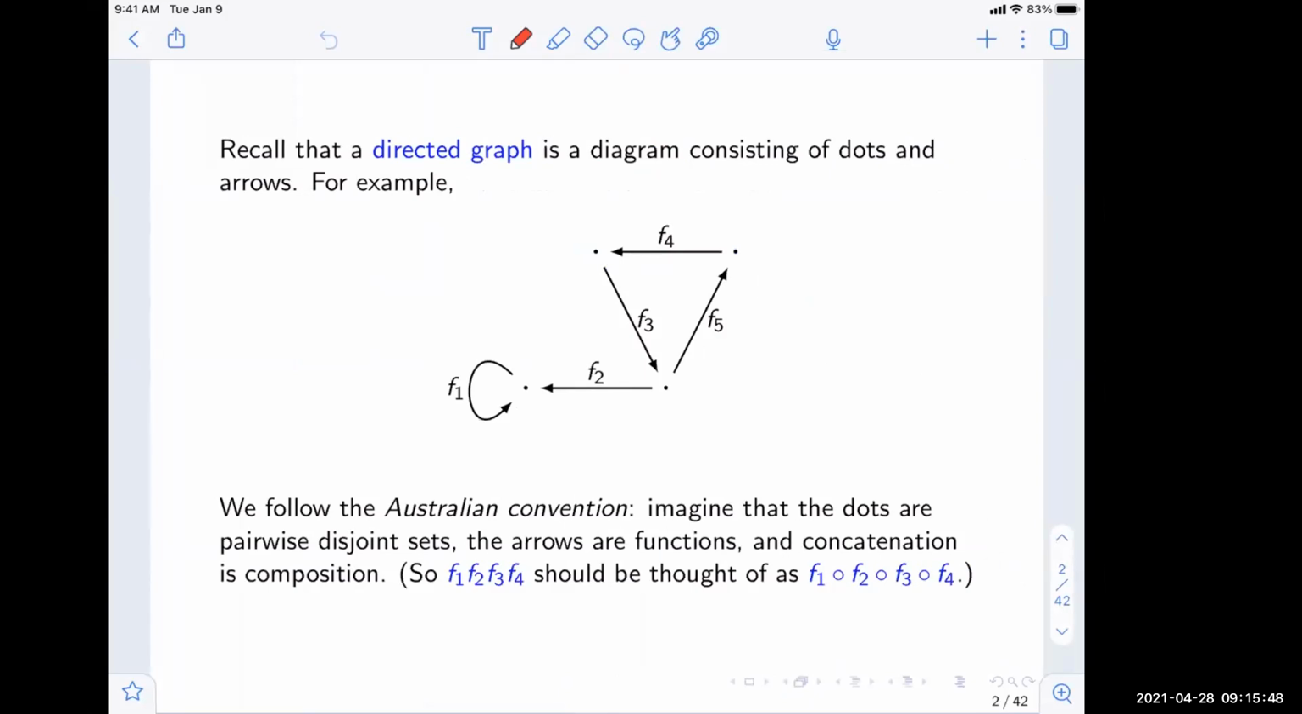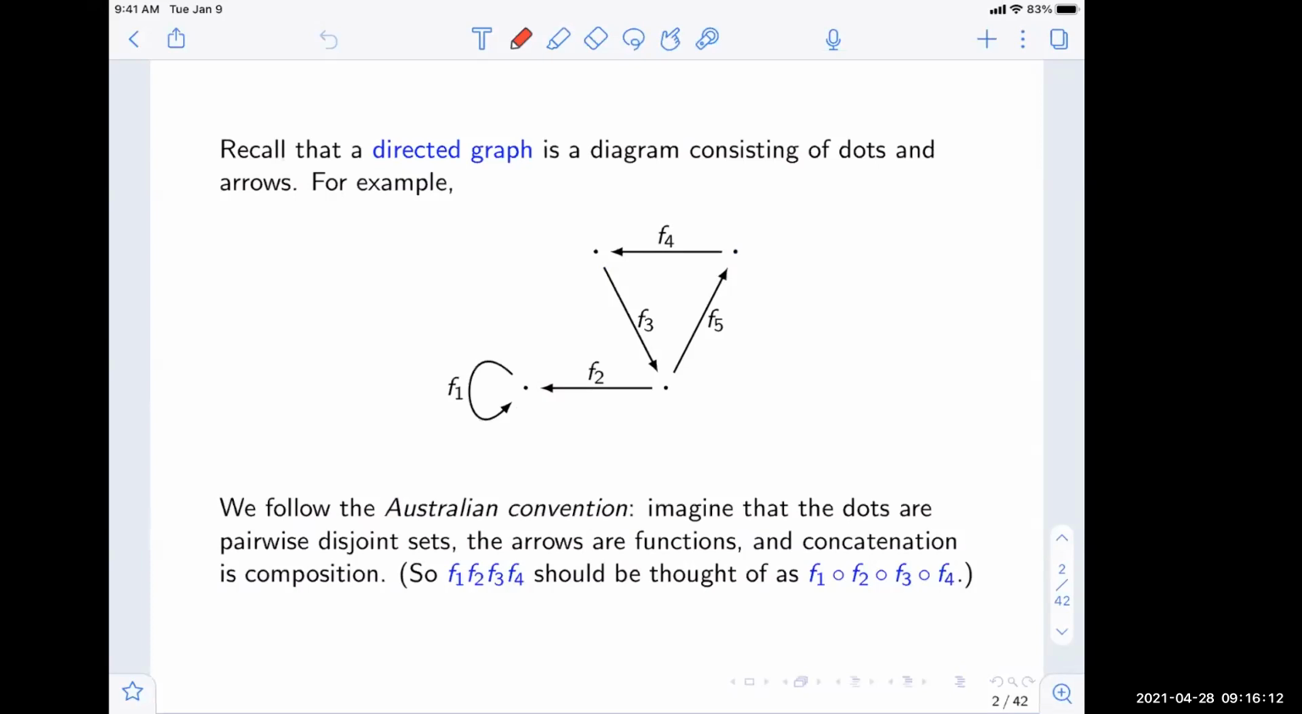And I always felt this was one of the reasons why this construction was so popular, so useful, is that any diagram of dots and arrows is a directed graph. And then there's a way of building a C-star algebra from that information that produces many interesting C-star algebras.